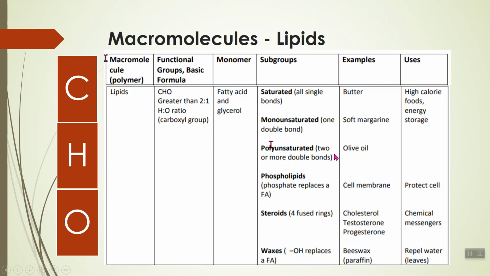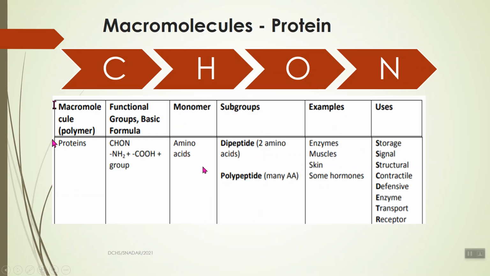And this olive oil is an example of unsaturated fatty acid, which is oil. All the plant oil is pretty much unsaturated fatty acid, which is a good fat. The next macromolecule is made up of CHON: carbon, hydrogen, oxygen, nitrogen, which is protein.